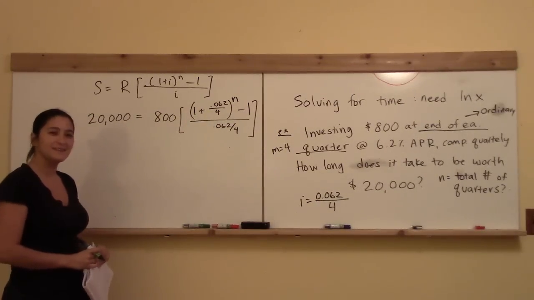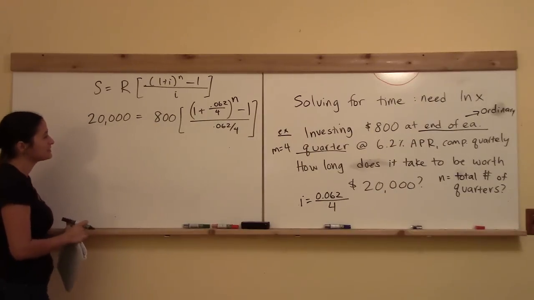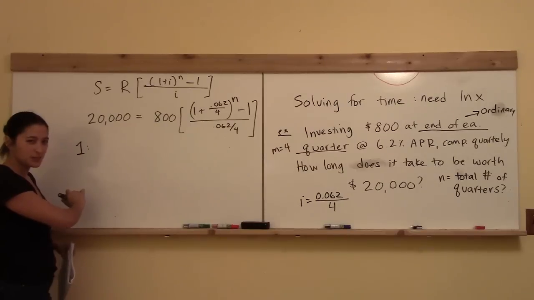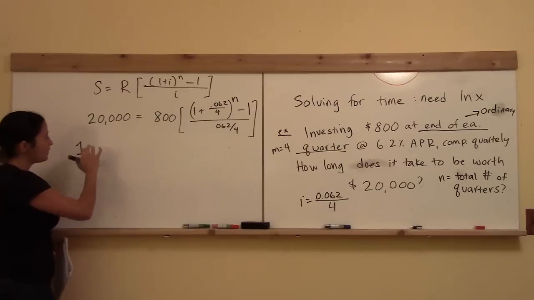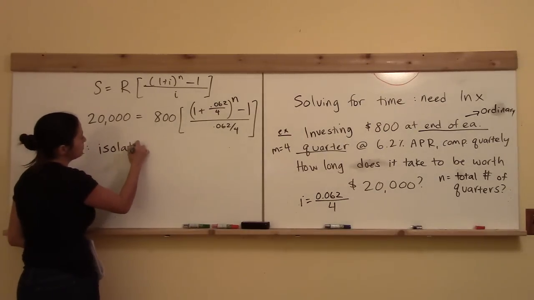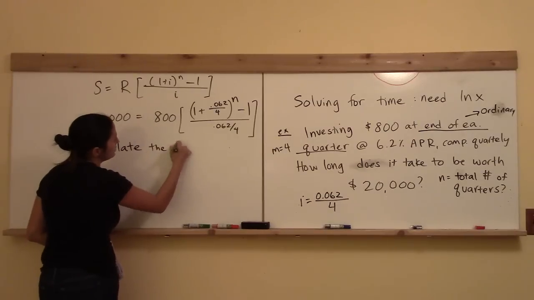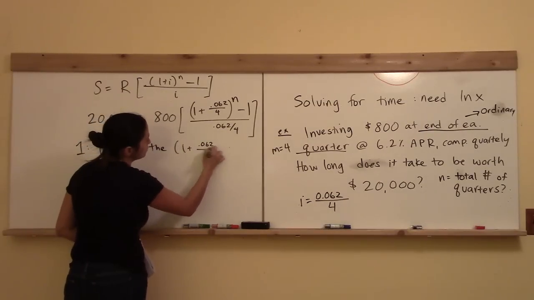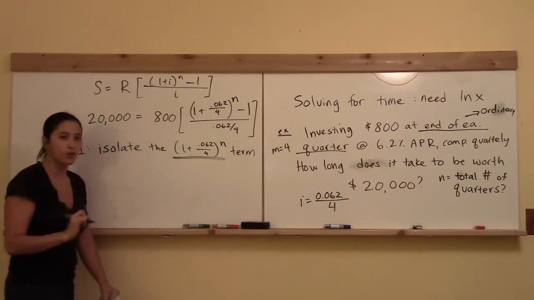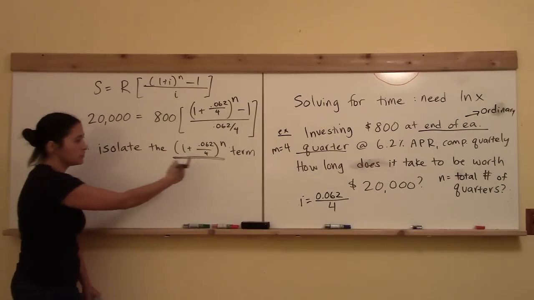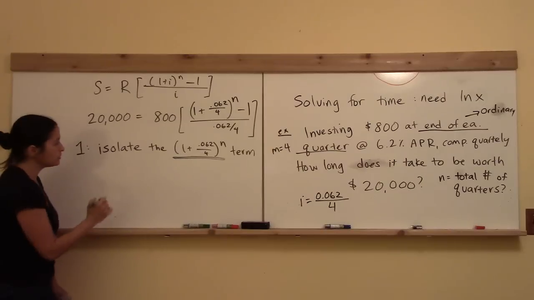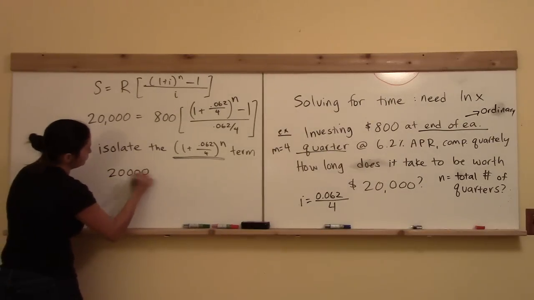Okay, so let's see how good you guys are from solving those equations using the logs. What was step 1 in our strategy of solving logarithmic or exponential equations? Isolate the term that involves the unknown. That's right. So we're going to want, number one, to isolate the term 1 plus 0.062 over 4 to the n term. We're going to isolate this term all by itself on one side of the equation because that's the term that has the unknown n up inside the exponent. Okay, so let's do this in steps. I'm going to do this real slow in steps.